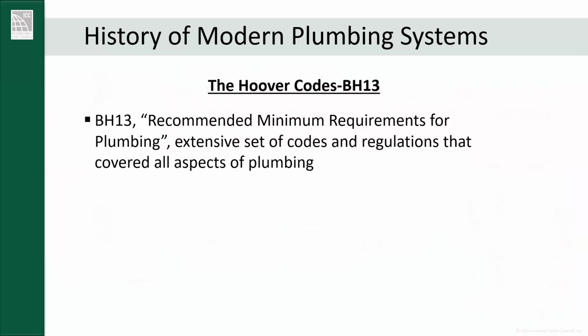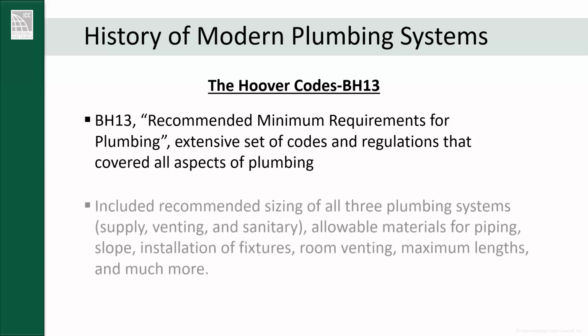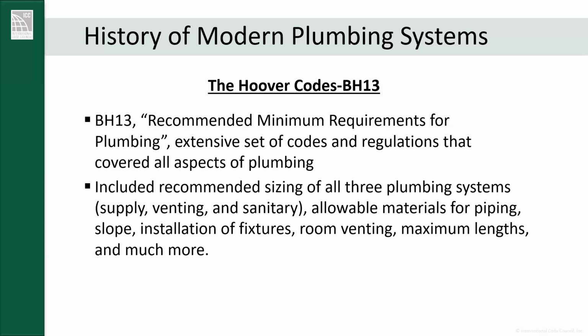So in this Hoover Code that was called BH13, the title of it was Recommended Minimum Requirements for Plumbing. And it was basically codes, regulations, what we would think of today as standards, probably, that covered all aspects of the plumbing. It covered allowable pipe materials, what the slope needed to be, how the fixtures were to be installed, maximum lengths of the plumbing. And this was actually codified in the 1920s.